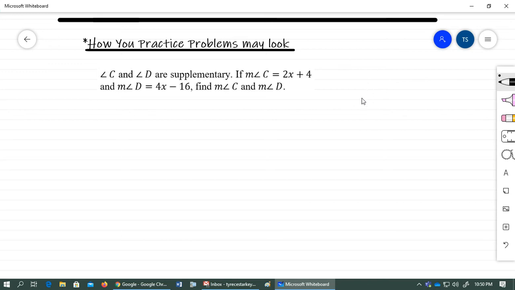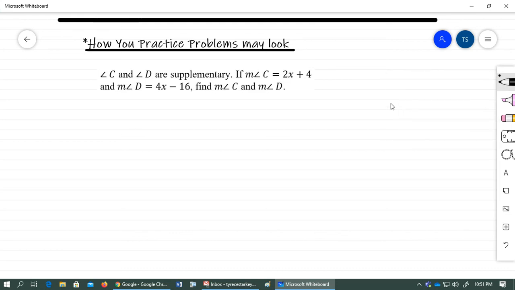Okay, we got to hurry this up here. All right, so they may look like this. Angle C and angle D are supplementary. If the measure of angle C equals 2x plus 4 and the measure of angle D equals 4x minus 6, then find the measure of angle C, find the measure of angle D. All right, so if they look something like this, guys, you may have like one of three options.